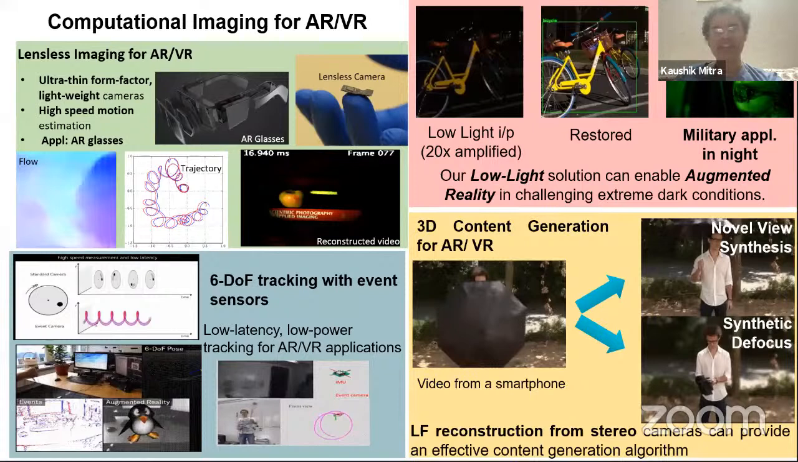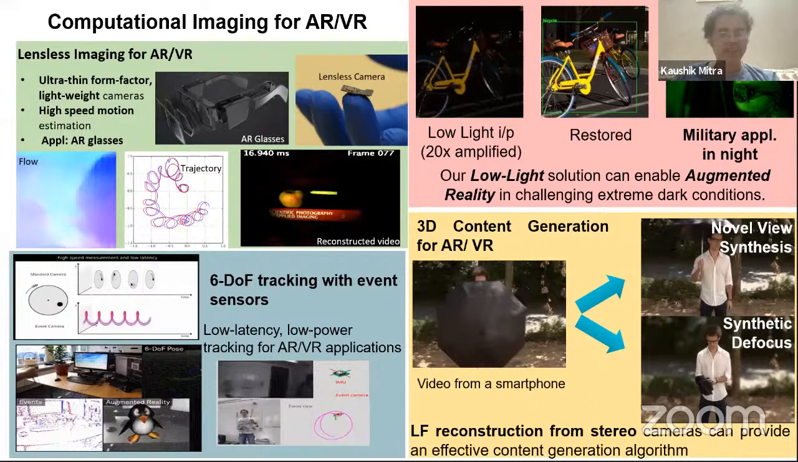So in that case, there are night vision cameras, night goggles also. But what we can do is, if they're wearing an AR device, something like the Microsoft HoloLens, we can capture these images, which are very dark, and then we can use our algorithm to restore them, and then superimpose them on the real scene. So that's one of the things that we want to explore.